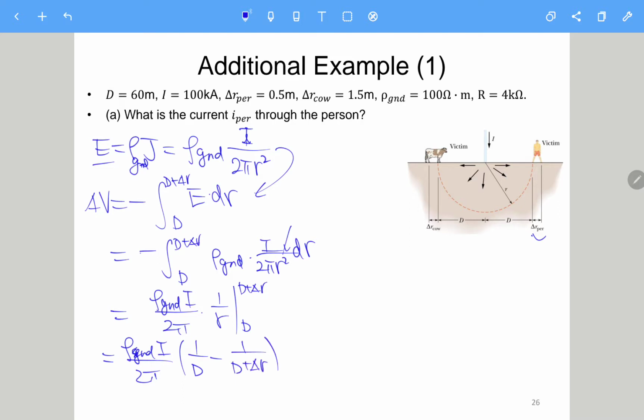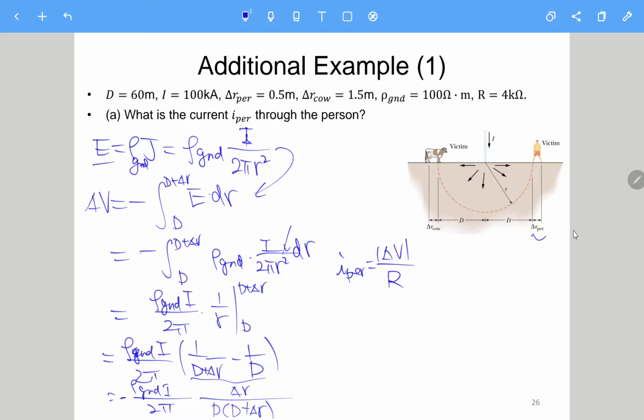Okay, like this. Or we can further write it as delta R over D times D plus delta R, equals rho ground I over 2 pi, with a negative sign because it should be reversed. It should be 1 over D plus delta R minus 1 over D, because it should be this one minus this one. So I person will be the absolute value of delta V over R, the resistance from here to here.